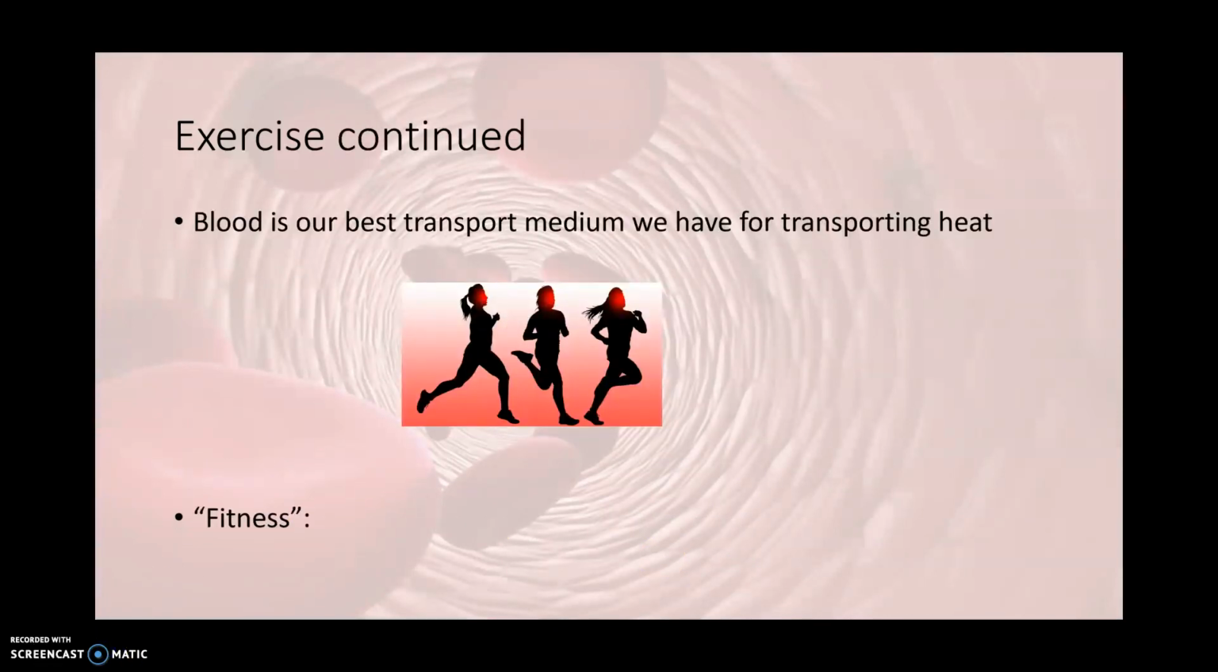Okay, so blood is the best transport medium we have for transporting heat. Our faces get red when we exercise because we are bringing blood to the surface. We want to get rid of that heat since it is a component that is compromising cell function and the environment, right? Major threats to homeostasis: change in pH, change in temperature. And when we exercise, we're changing both.